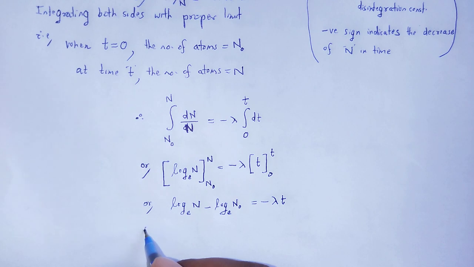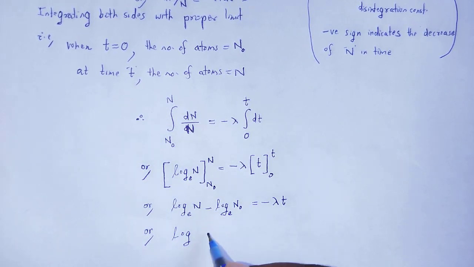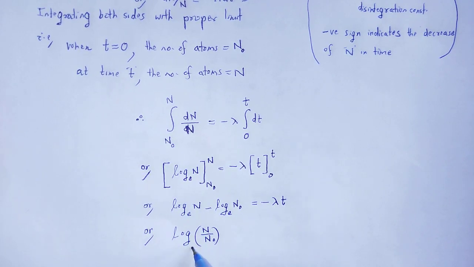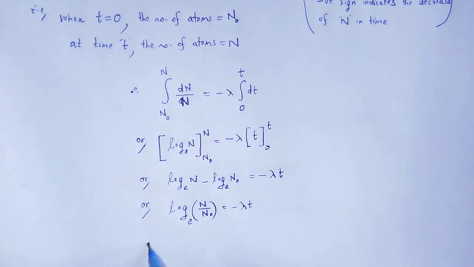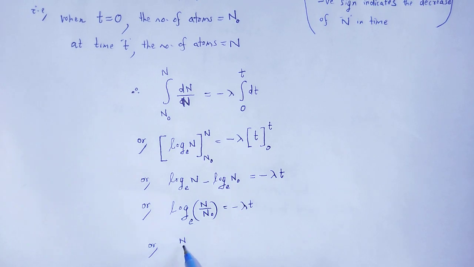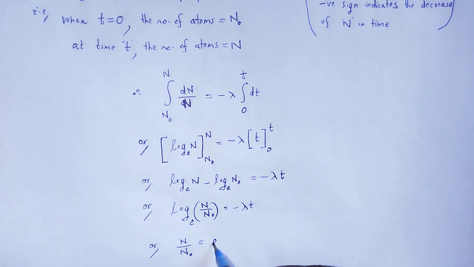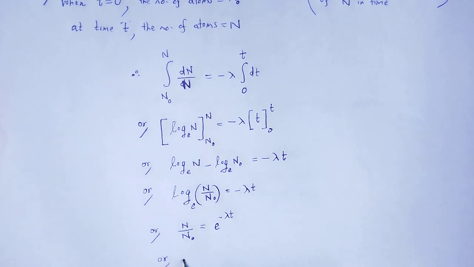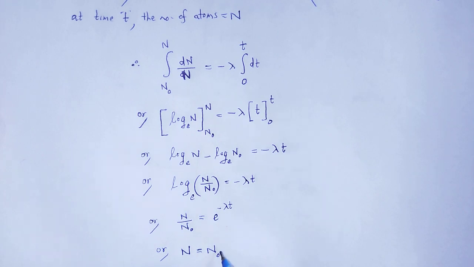Or log a minus log b is log a by b. So, log N by N naught is equal to minus lambda t. Therefore, N divided by N naught, taking the logarithm to this side, is exponential e to the power minus lambda t. Therefore, N is equal to N naught into e to the power minus lambda t.